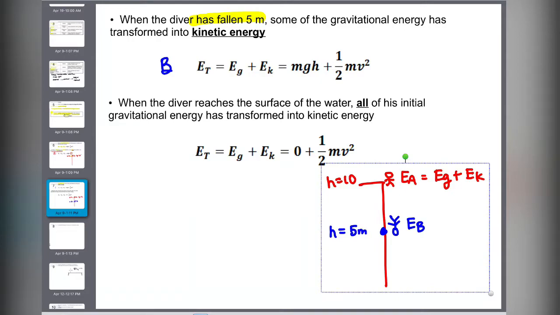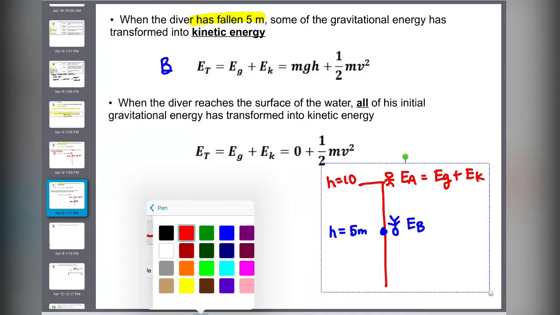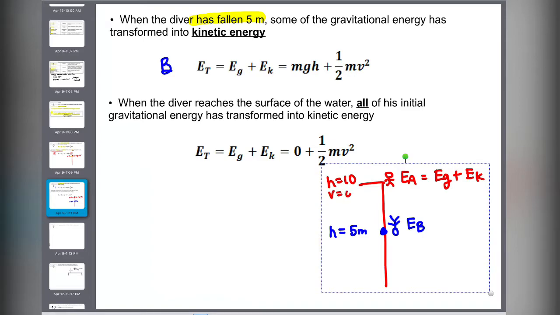Does it make sense that he would have sped up a little bit? I didn't write it down at the top here, but at the top, the velocity is 0. That's why I can cancel the EK and call it 0. In the middle, I still have some potential energy, but at the same time, I have some speed. We haven't worked out what the velocity is yet, but does it make sense that he would have sped up from 0? He's no longer going at 0. So the total energy is going to be some potential and some kinetic.